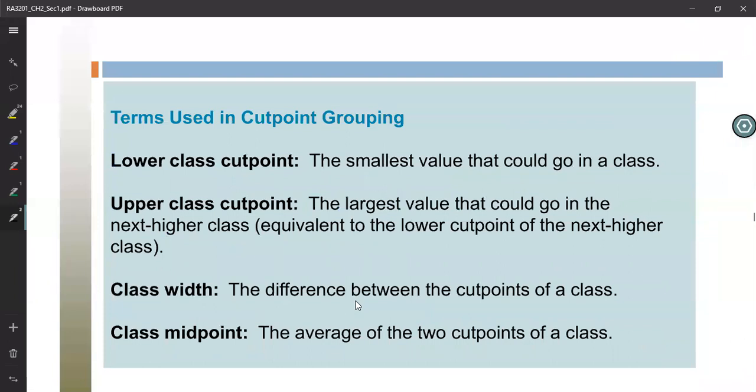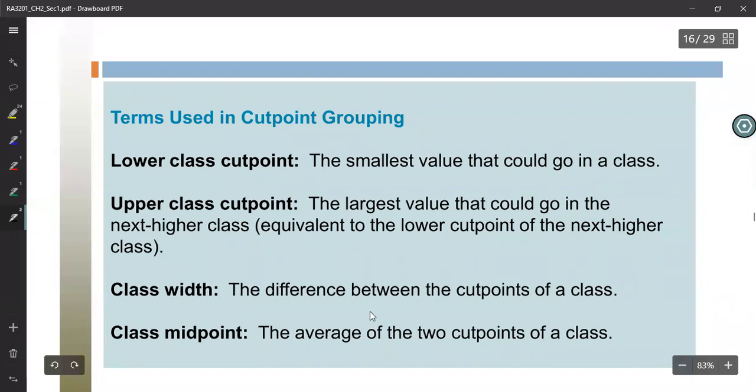And the other way is the lower class cut point and the upper class cut point. This is very similar to the previous one. The smallest value that would go in a class, that is the lower class cut point, is the same as the lower class limit. Upper class cut point is the largest value that could go into the next higher class. That will be the lower cut point of the next higher class. Okay, the largest value that would go in the next higher class.